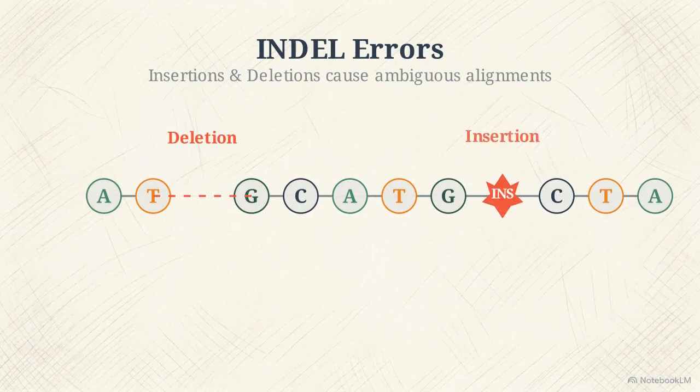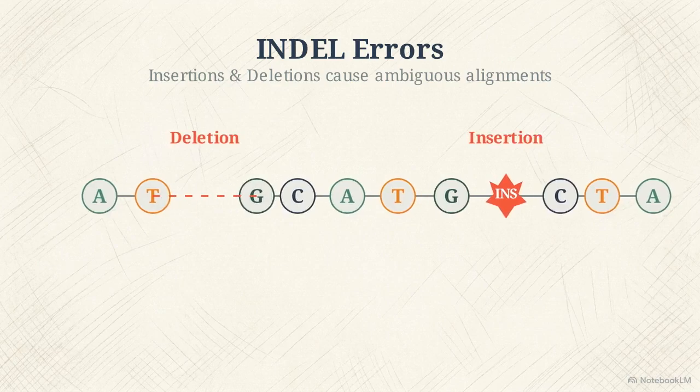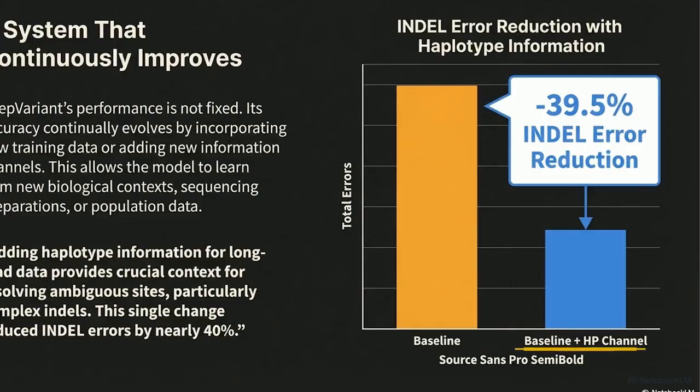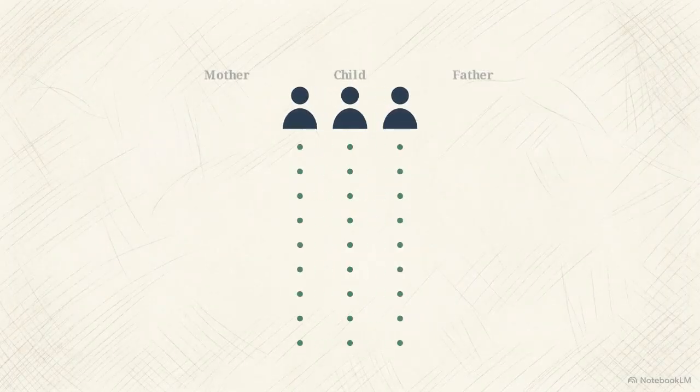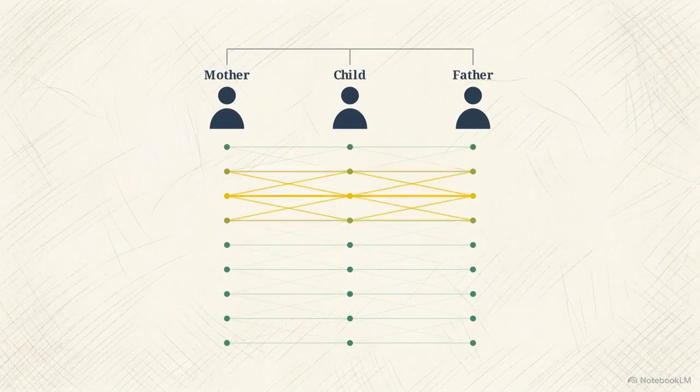Certain regions of the genome create highly ambiguous alignments, particularly insertions and deletions, or INDEL errors. By adding a new information channel, specifically haplotype context, the model gains the data required to resolve complex ambiguous sites. This single addition drives a nearly 40% reduction in INDEL errors compared to the baseline. By incorporating new biological contexts as training data, the learning engine constantly refines its accuracy and drives down the required coverage depth. This contextual approach scales effectively when analyzing multiple related genomes.